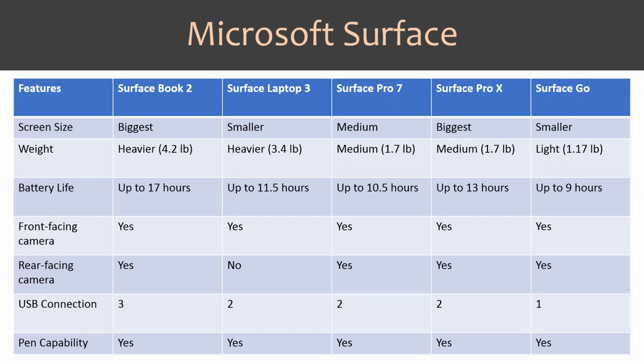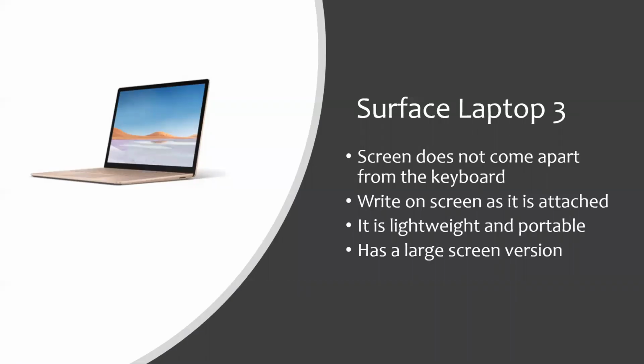So let's go into more detail about the different types of Surfaces. We're going to start with the Surface Laptop 3. I call this a traditional laptop, and the reason why I call it a traditional laptop is because the screen doesn't come apart from the keyboard. So there's no tablet-like experience in the sense that the keyboard and the screen come apart. But it's very different than a traditional laptop in that you do have the ability to write on the screen, just as it is attached, just like this.